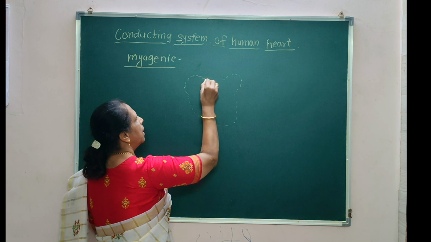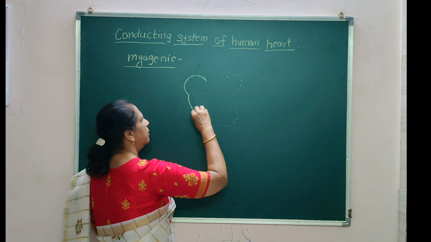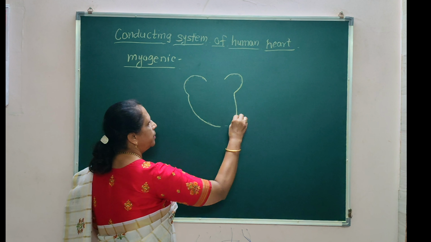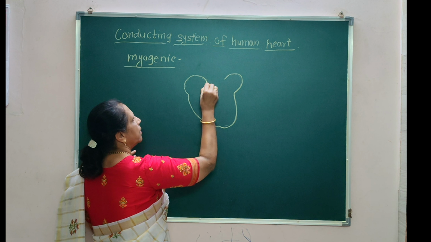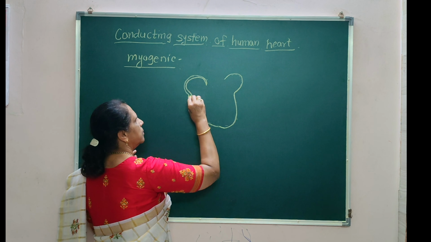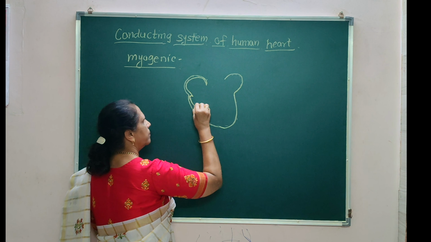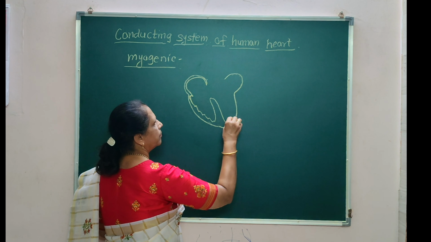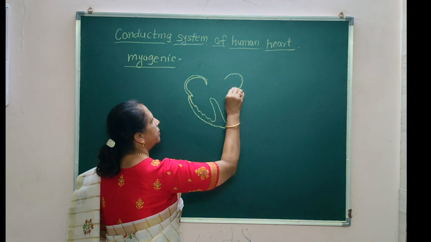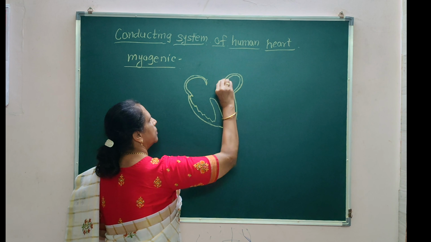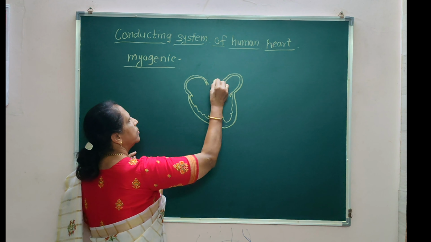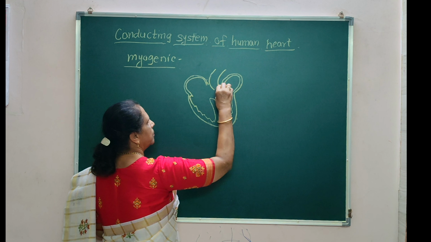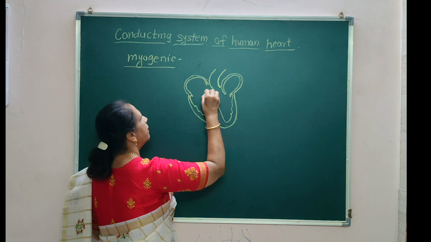So this is the human heart. These are the right atrium, the right ventricle, the left atrium, and the left ventricle. Structure of the heart. Then this is the passage for the aorta, which carries oxygenated blood from the left ventricle.